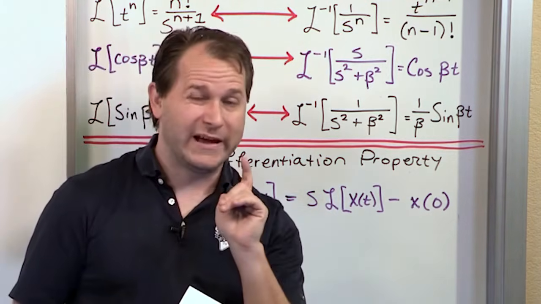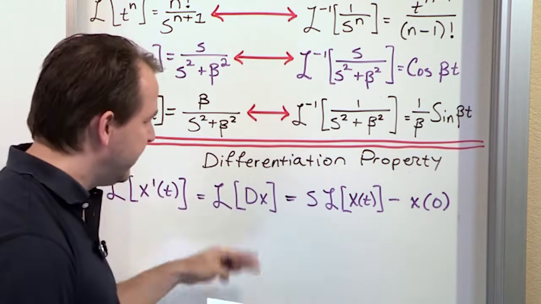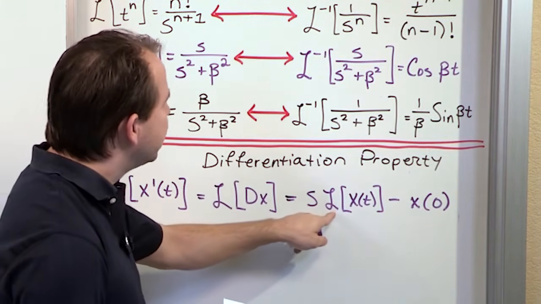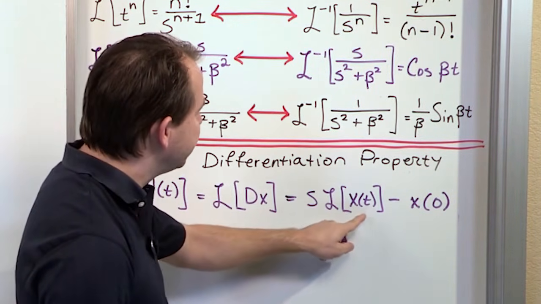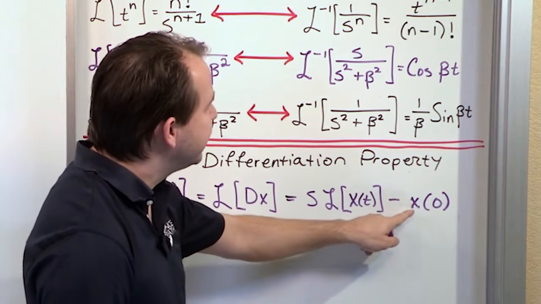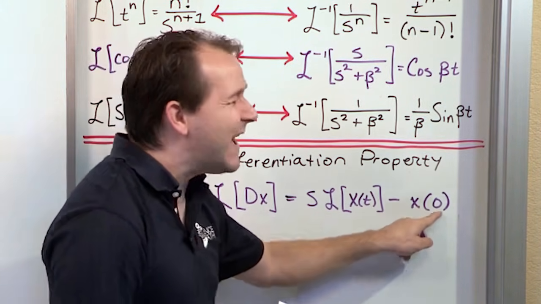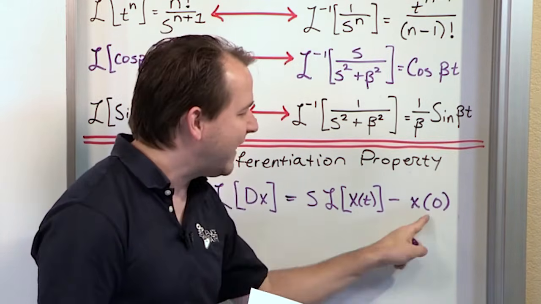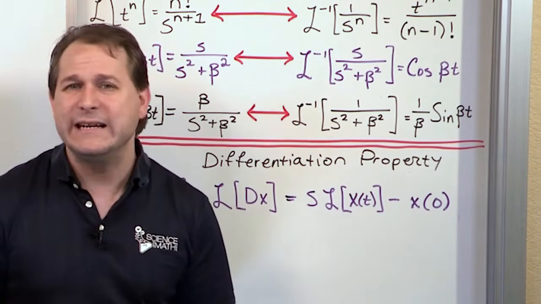By the way, it's a single s because it's a first derivative. We'll see what happens when you have higher derivatives in a moment. It's a single s times the Laplace transform of the function I'm trying to solve, minus the function itself, x, evaluated at 0. Notice that this x of 0 is basically an initial condition.